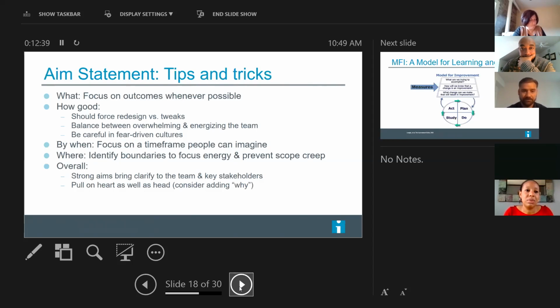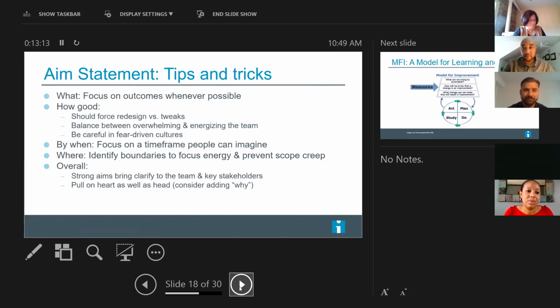I think there's an important balance, as I mentioned before, between an AIM statement being overwhelming and energizing the team, and it's striking that right balance there. And I think you have to be really careful that what we're talking about here is putting our best theory out there about how much we can improve and identifying a theory that we think will get us there. But this is not about slapping our hands if we don't hit the number. And so for those of you that come from places where there has been a culture around that, it's something to be really conscious about.